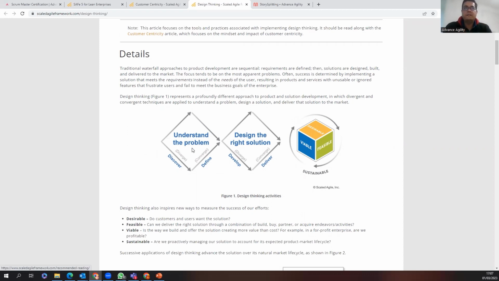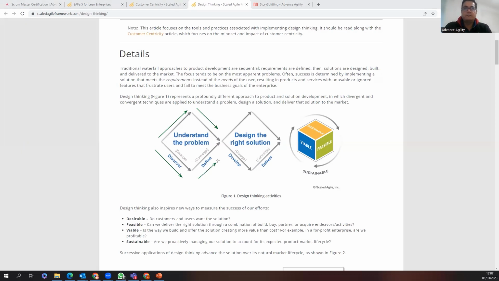When we are trying to understand the problem, we try to understand what the various problems are. So in this case, we are diverging first. The first quadrant that we see is the divergent one, where we diversify first on what the various problems are that the customers are facing. And to diverge, we have to do market research. And then, as we said, the outcome is the product strategy when we converge.